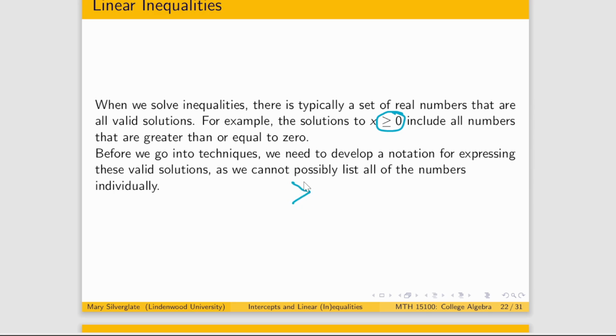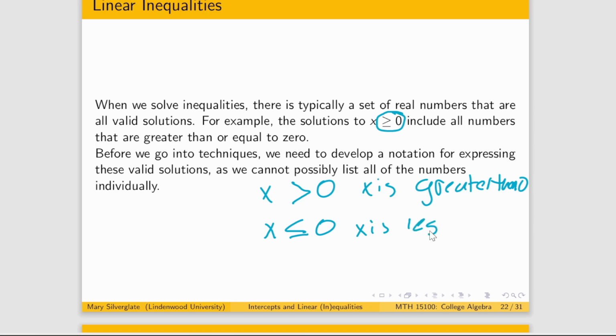Remember that if I'm facing this way, something like x is greater than 0, I eat the bigger number and point to the smaller number, and I read it left to right as x is greater than 0. If I have something like x is less than or equal to 0, now I'm pointing the opposite direction. I point to the smaller number, I eat the bigger number, and this line underneath means I'm allowed to be equal to. So that is x is less than or equal to 0.